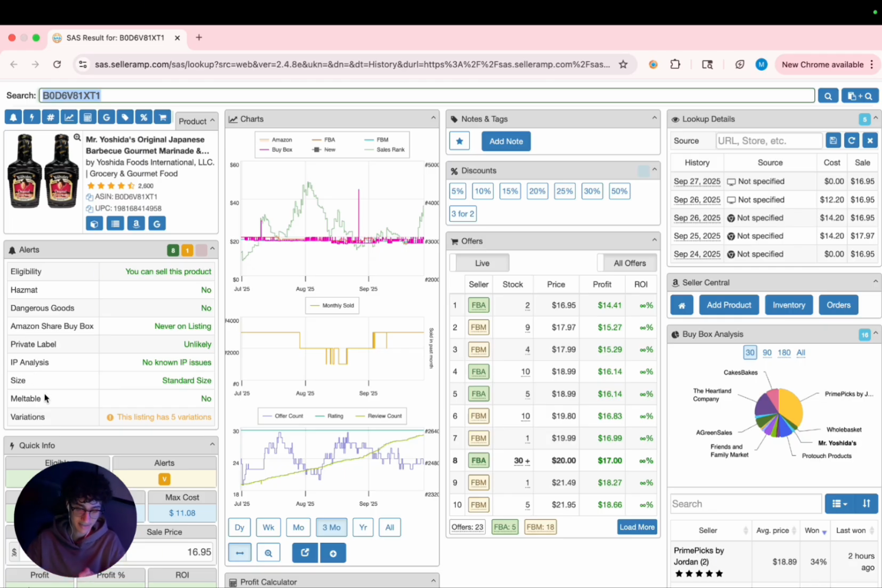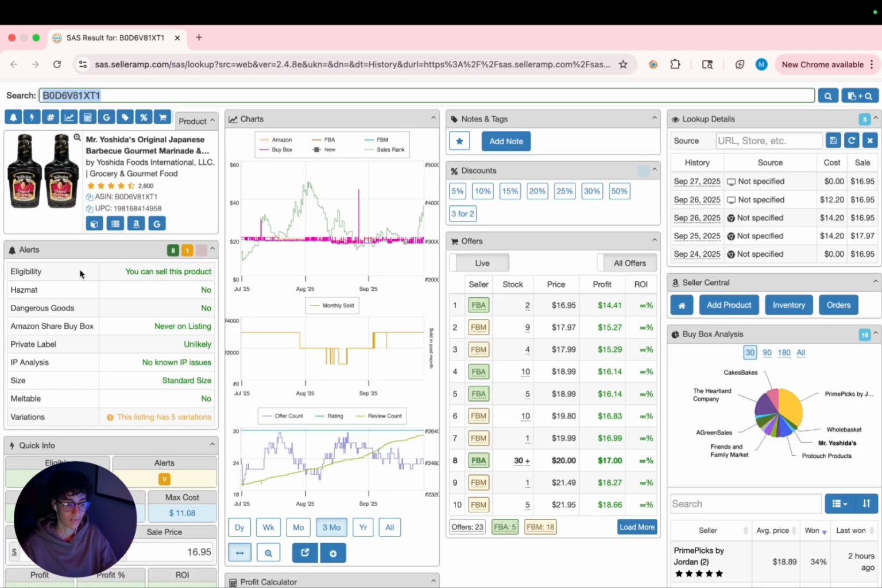Size, standard size. If it does say large and bulky, typically you do not want to FBM that item because it's going to be costing a lot to ship. And meltable, no. If it is a meltable, you typically want to stay away from this in the summer season, just because you don't want it to melt during shipping and then customers return it, right?